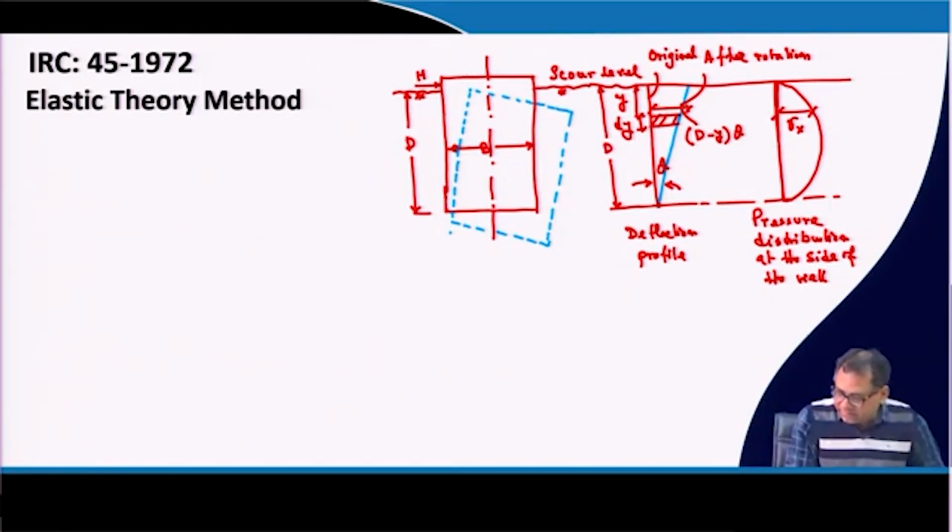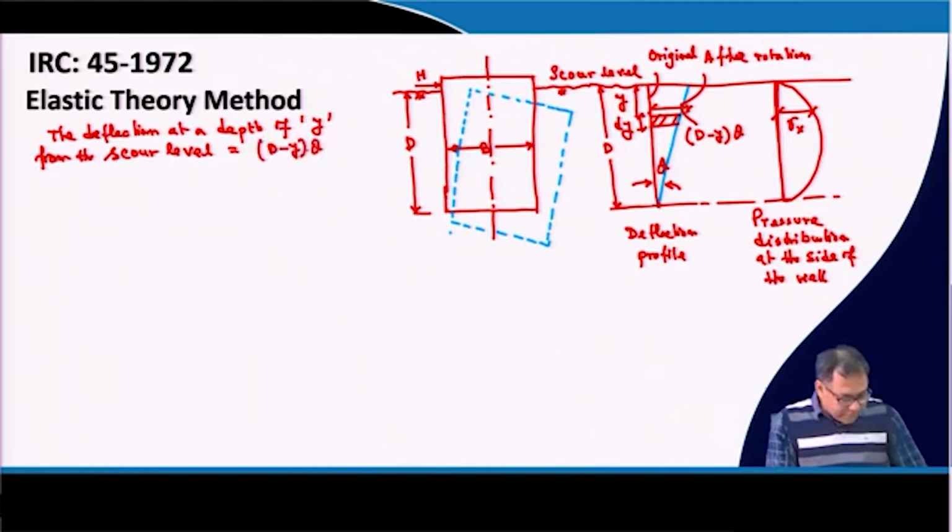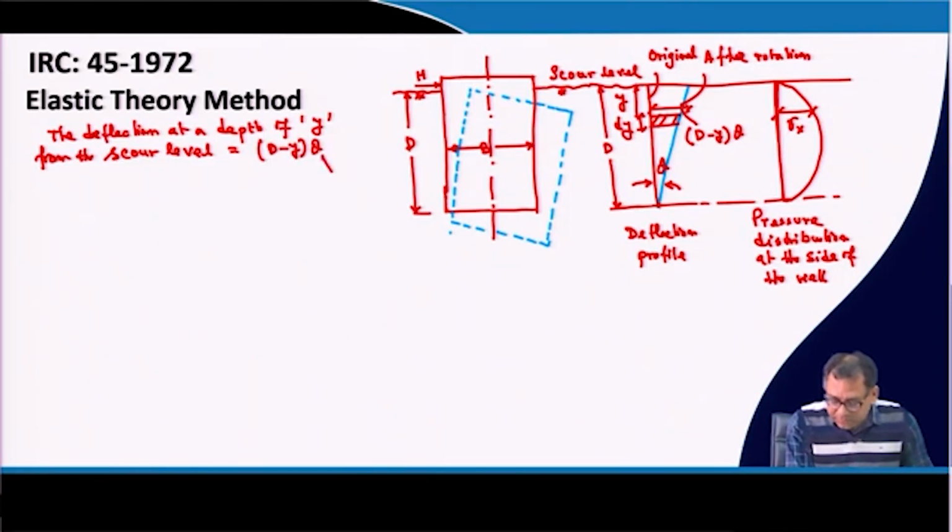So, I can write from this equation or this figure that the deflection at a depth of y from the scour level will be equal to (d minus y) into theta. Theta is the amount of rotation.